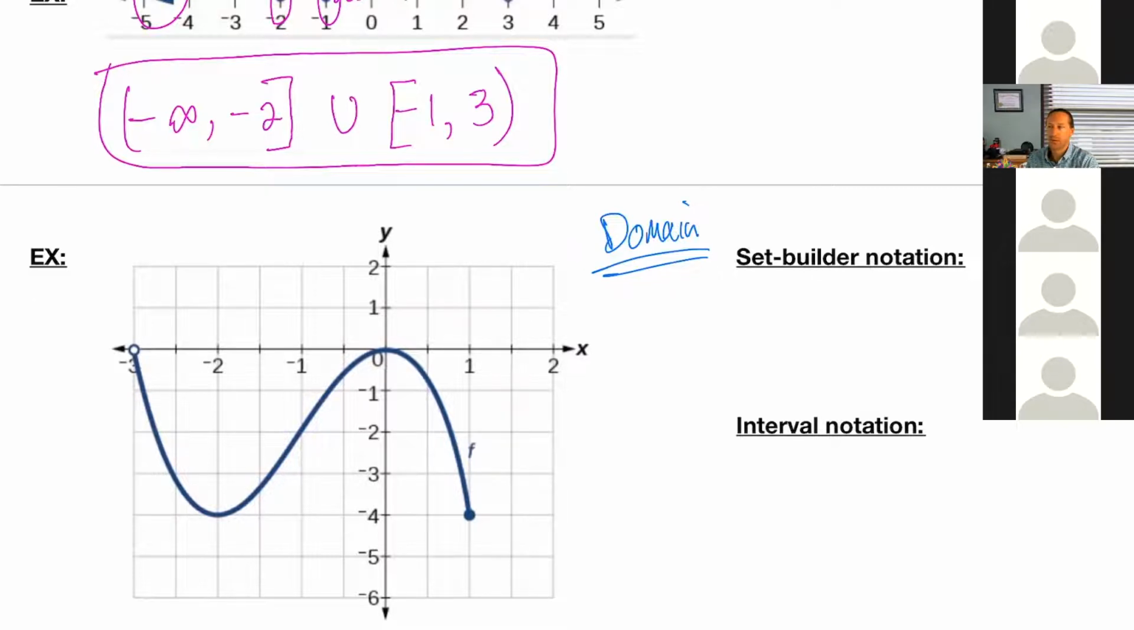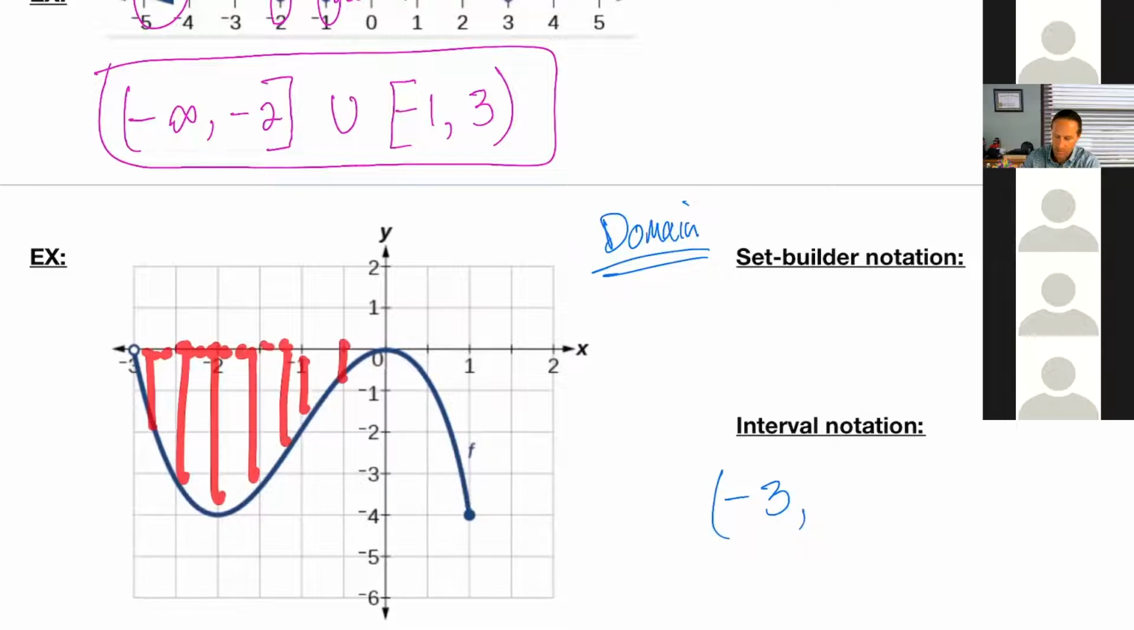Good, seeing some good stuff in the chat. Where are we going to start? Very good. A lot of you are putting -3. Now there is an open dot, so is that included, that x value? No. Good. So we're going to put parentheses, but are all of these x values included on my graph?